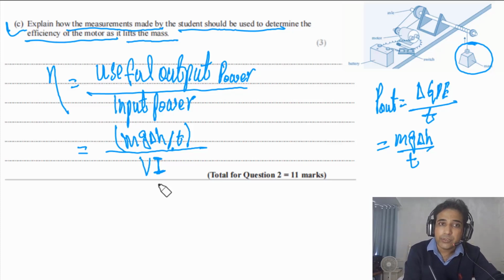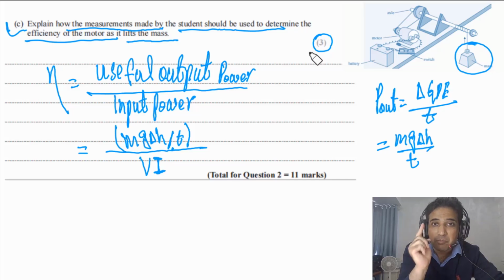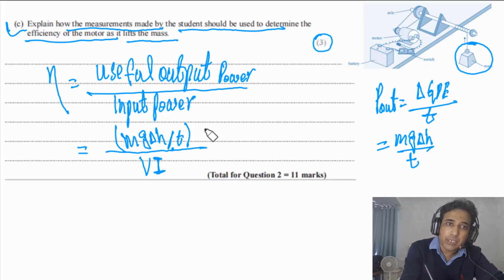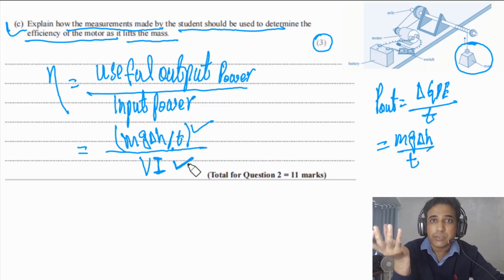If you write this down, you will get 3 marks for this question. These marks are very easy to get. Simply, if you understand that efficiency is equal to useful P out over P in, and we have the useful P out, and this is the power in, meaning input power, then we can find the efficiency.